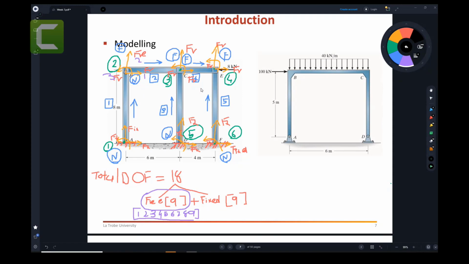So that is 1, 2, 3. You can put 1, 2, 3 here. There is no issue, but the first 9 should go with the free degrees of freedom. There is a reason for it. So there is 4, let's say 5 and 6, and 7, 8, and 9. And the remaining fixed ones, you can put 10, 11, and 12, 13, 14, and 15, and 16, 17, and 18. Right. So that is the whole modeling.